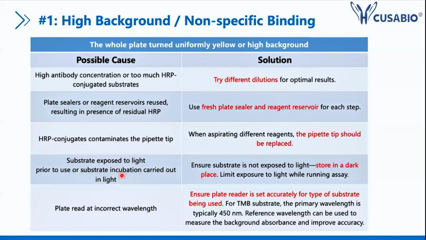Another thing I want to remind you is that sometimes after the color development, you will use your naked eyes to see the color, and the color gradient looks good, but when you move to the plate reader, the reading values are pretty odd and unexpected. In this case, I suggest you check the wavelength of the plate reader. For some specific substrates, you need to use the corresponding wavelength. For example, for the TMB substrate, the primary wavelength is typically 450 nm, so be sure to use it for your TMB substrate.